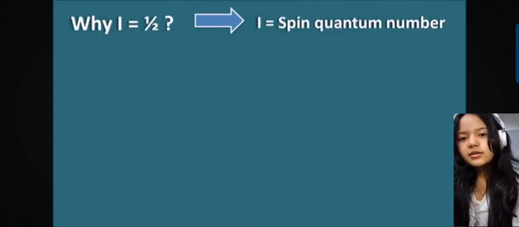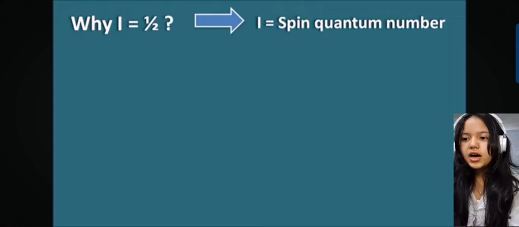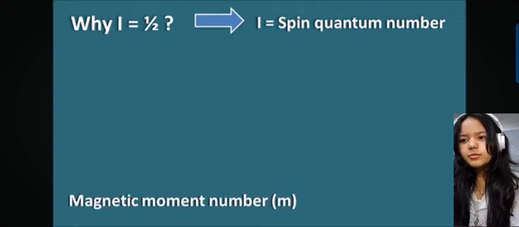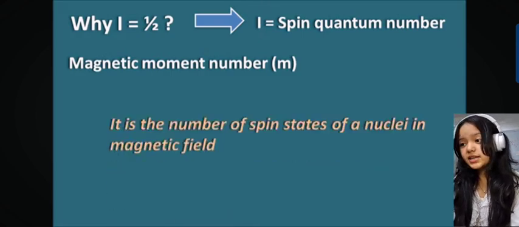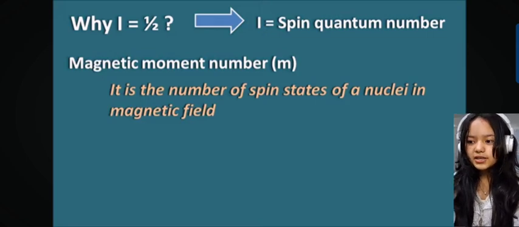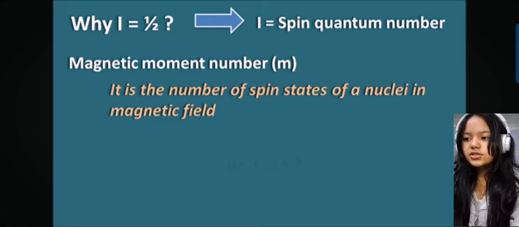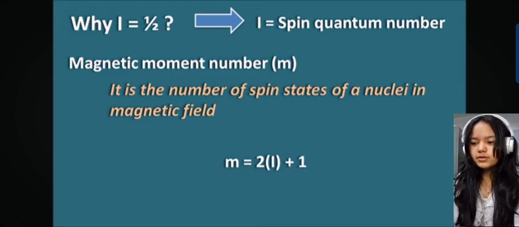So I is nothing but the spin quantum number. In order to see why I should be half, we can define another parameter, the magnetic moment number, M, which indicates the number of spin states of a nucleus in the externally applied magnetic field, where M is given as 2 into I plus 1, where I is the spin quantum number.